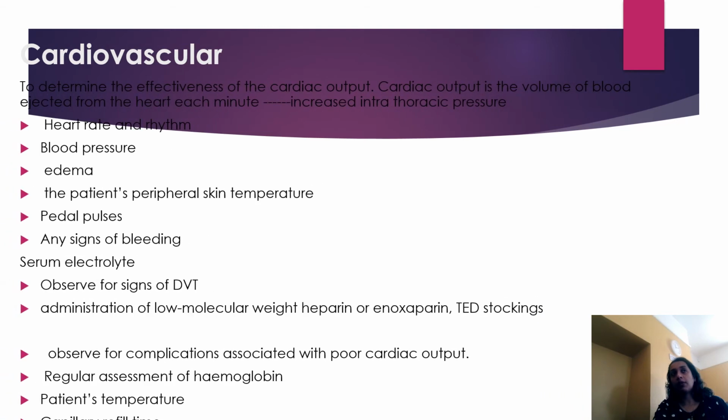Next is the circulatory system. As I told you: heart rate, blood pressure, edema, peripheral skin temperature, pedal pulses, any signs of bleeding, serum electrolytes, especially potassium. Observe for signs of DVT, administration of low molecular weight heparin or enoxaparin to prevent any blood clots. Observe for complications associated with poor cardiac output. Regular assessment of Hb, patient temperature, capillary refill time.